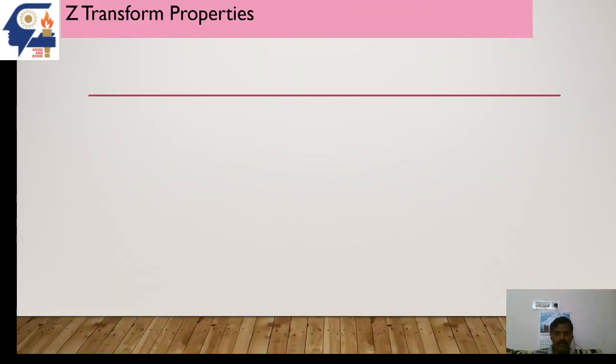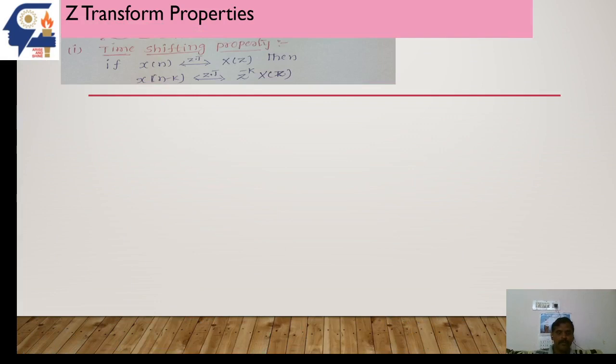Now see the properties of Z transforms. If you check the CTFT properties, DTFT properties, and Z transform properties, almost 70 or 80 percent are similar. We have to change only some formulas somewhere. The remaining steps will all be similar. First property: the time shifting property.